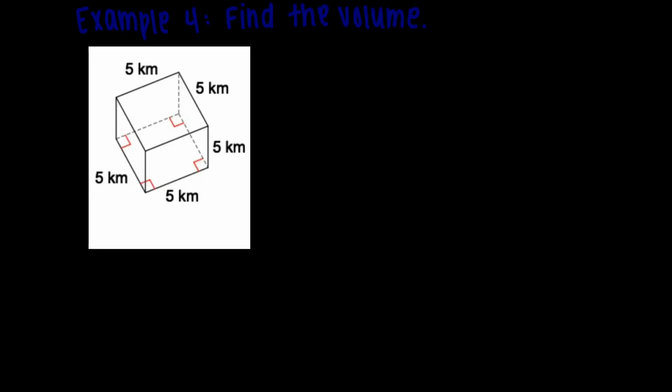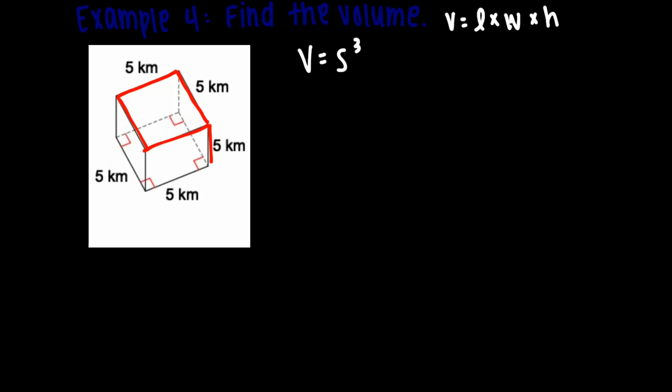Now example 4 is a cube, and the reason I know that is when I look over here at all of these sides, they all measure 5. So I know this is a cube. I'm going to use that shortcut formula I gave you where volume is equal to side cubed. If you don't remember how to do that, you can still use the regular rectangular formula, which is length times width times height. Now I'm just going to plug everything in. Since there's only one measurement, it makes it a lot simpler.